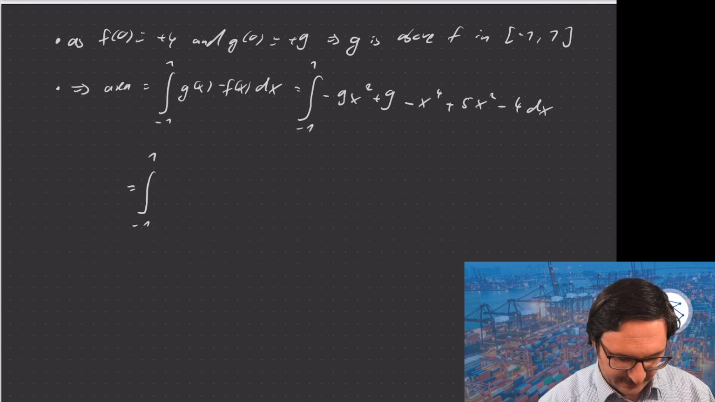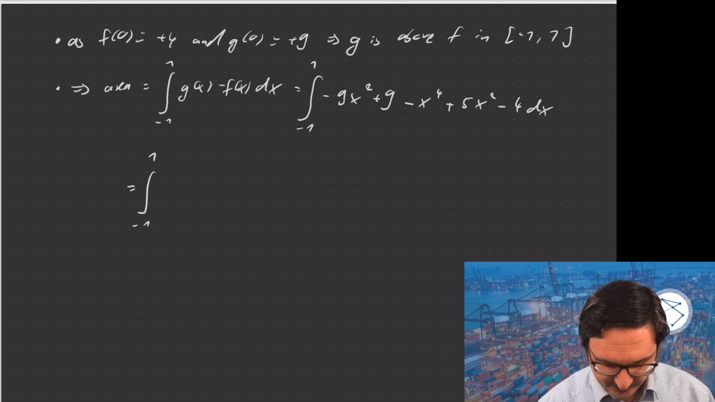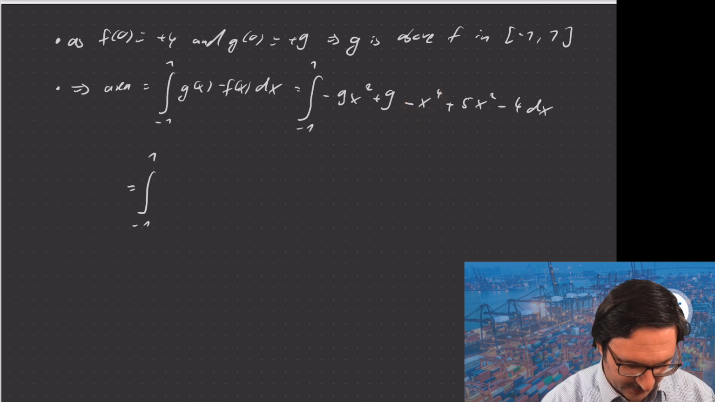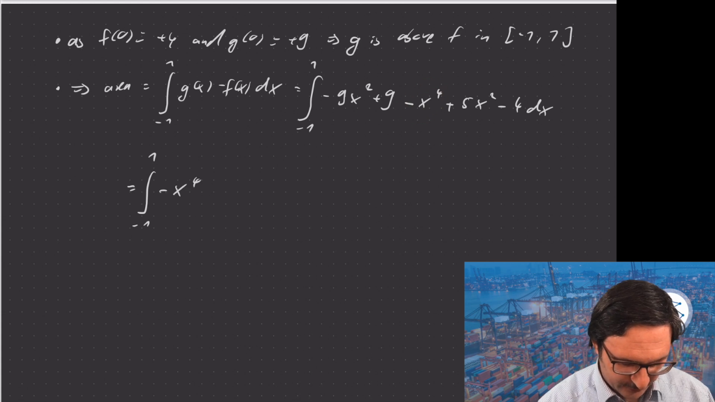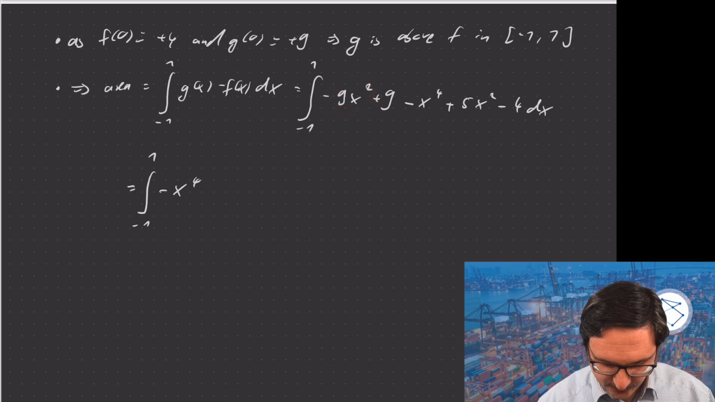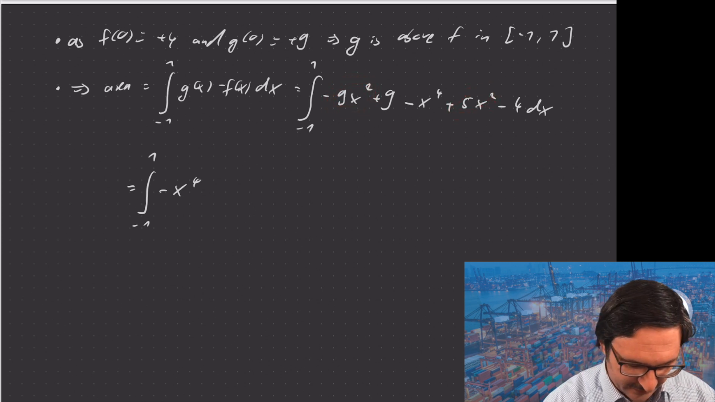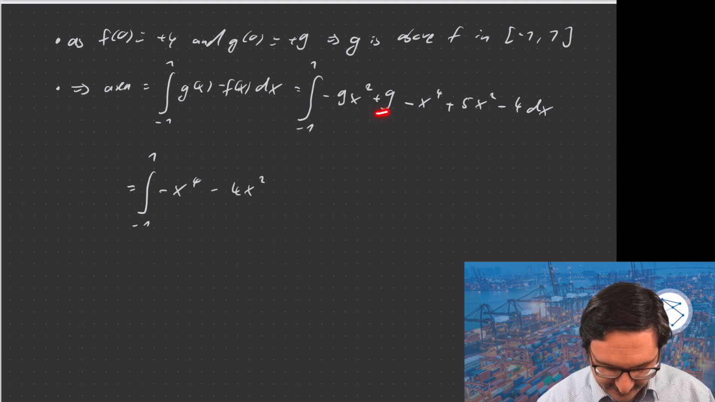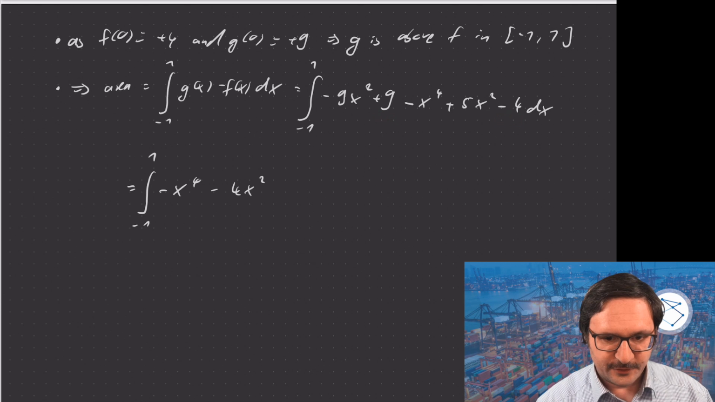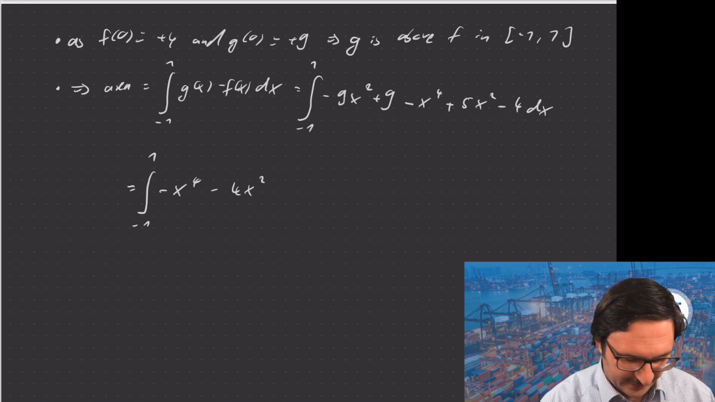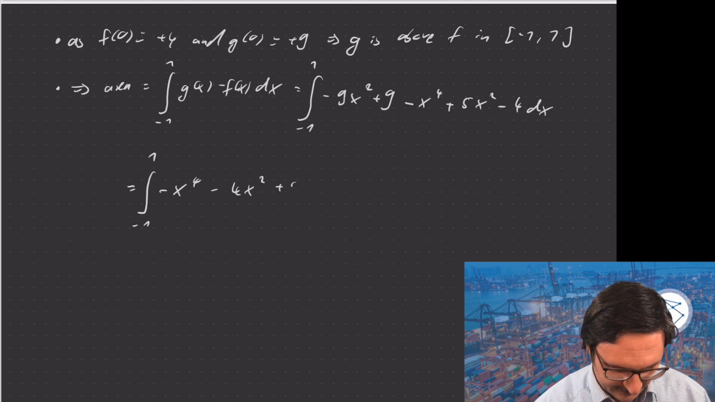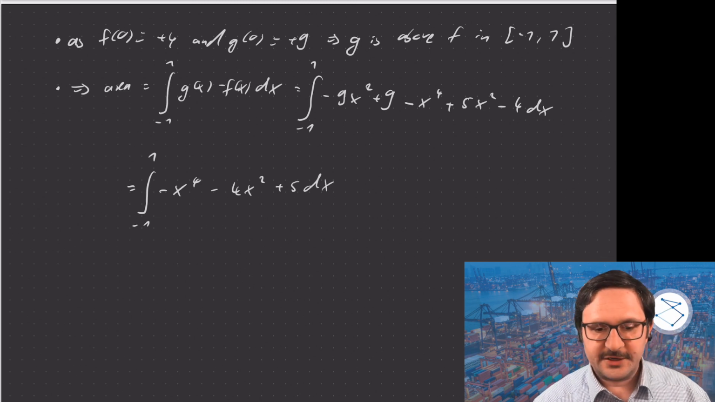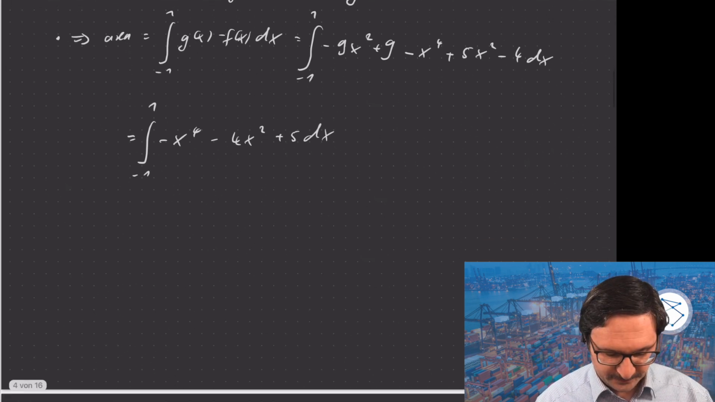And let's first simplify that a little. So we have this x to the power of 4 minus x to the power of 4. We have minus 9x squared and plus 5x squared, so that's a minus 4x squared. And finally we have 9 minus 4, that's a plus 5 then. So this is the expression we need to integrate.